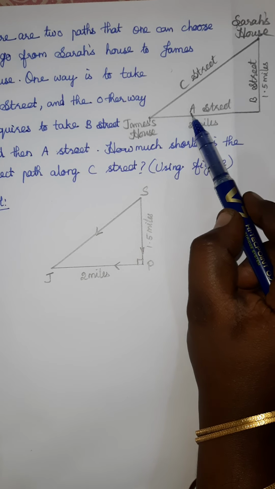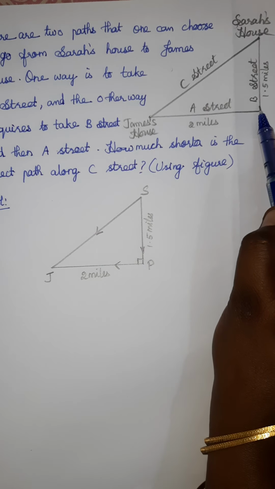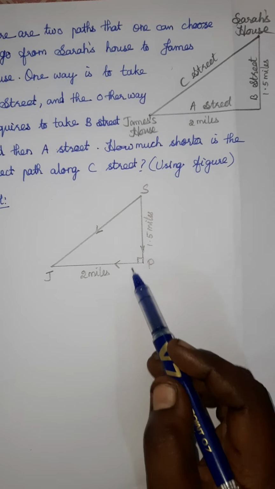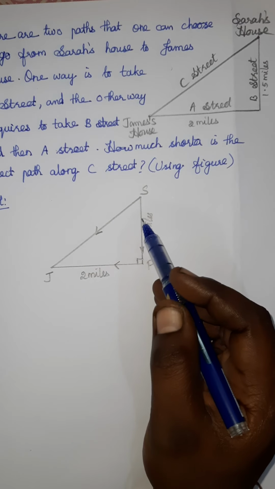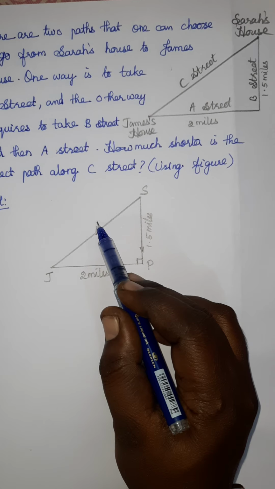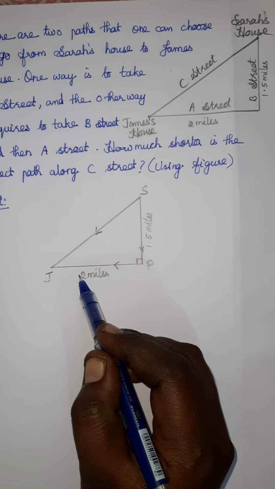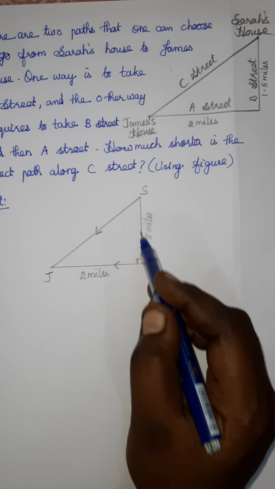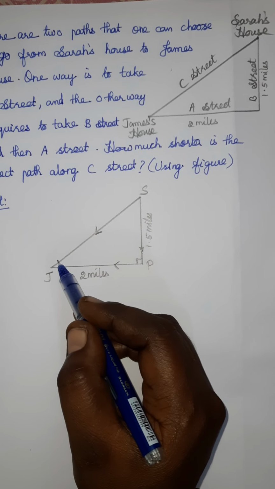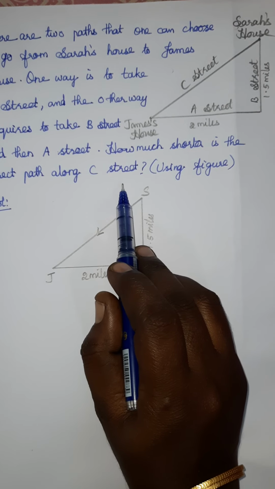In the question they ask how much shorter it is. In the diagram itself it is given like a right triangle, so we can consider this a right angled triangle. By the Pythagoras theorem you can find the hypotenuse distance. Then when you add the B Street distance plus the A Street distance, you will get the length through A and B Street. Then you can find out how much shorter the direct pathway C Street is.